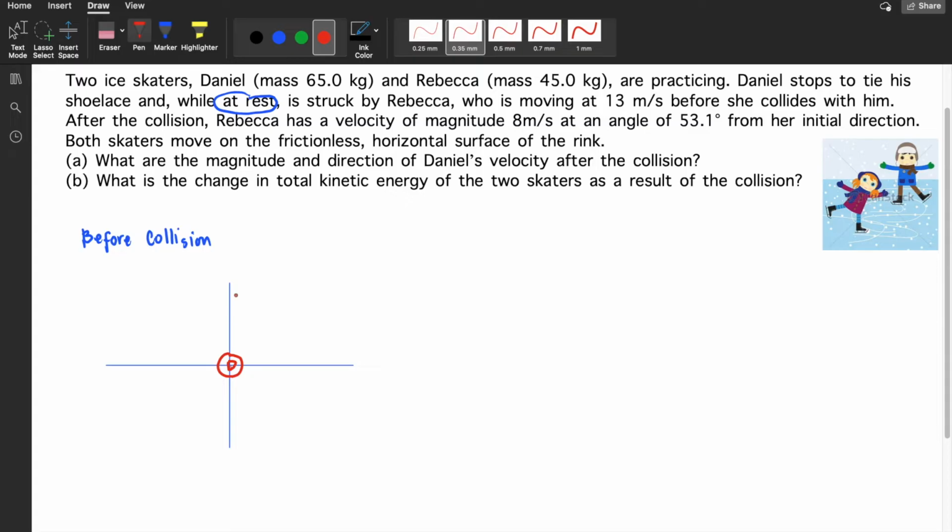Next, if you'll notice, Rebecca is moving 13 meters per second, so most likely it's positive, which would only mean that Rebecca is on this portion here, and she's moving 13 meters per second.